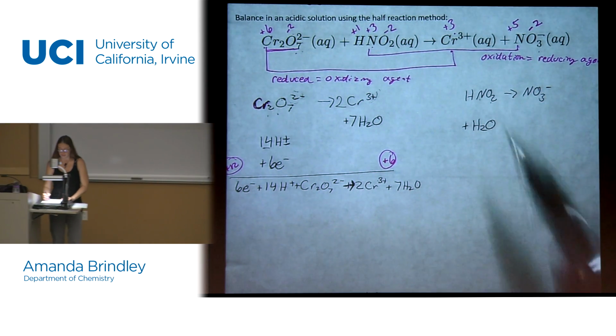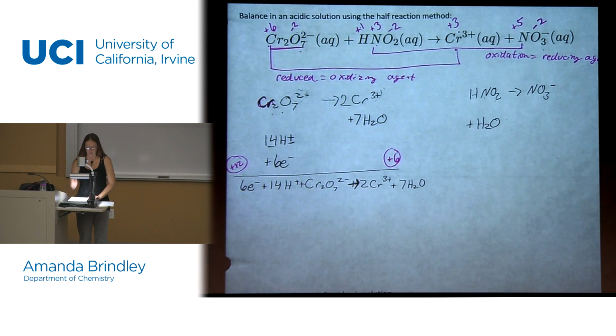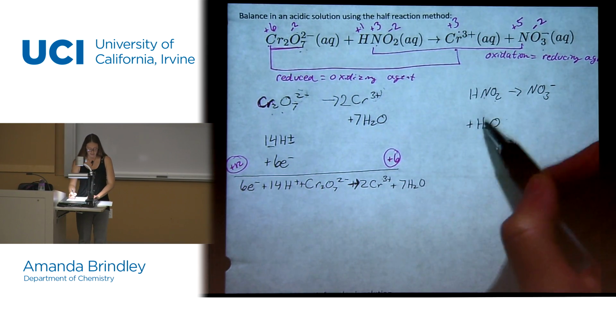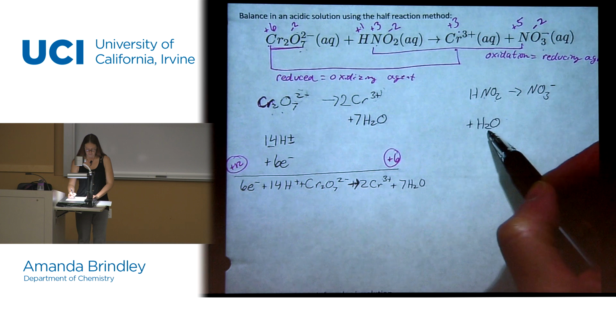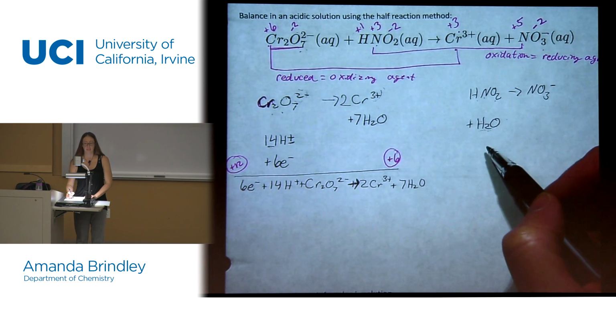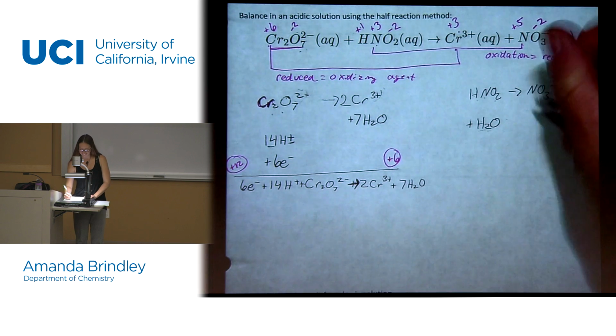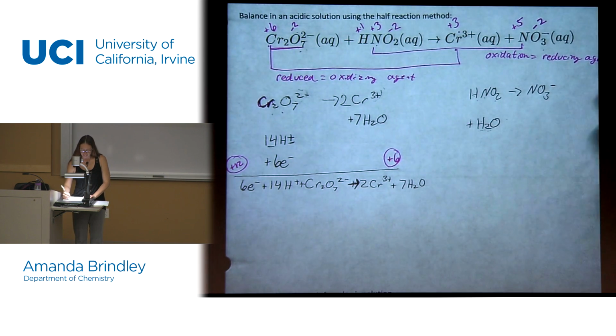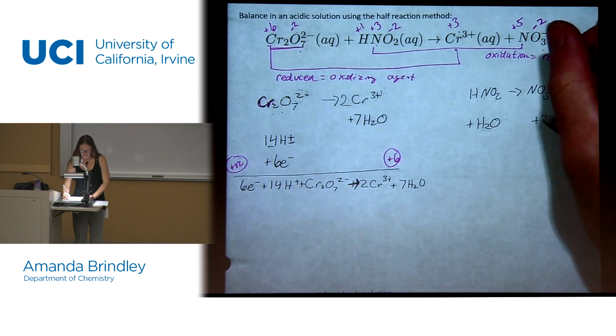Now that I've balanced my oxygens, now I can worry about my hydrogens. So how many hydrogens do I have on this side? Careful. Do I have 2 or do I have 3? 3. All right. So how many do I have to add on this side? 3.